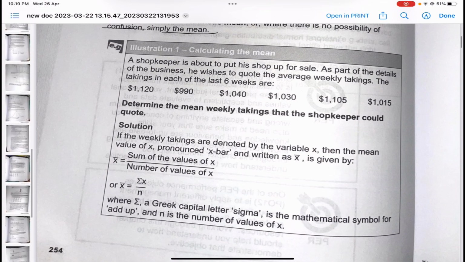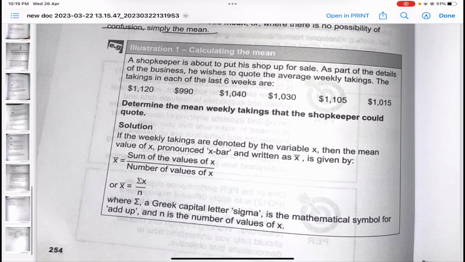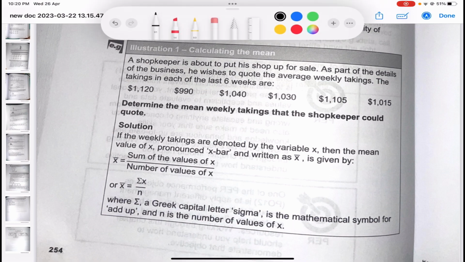Illustration number 1. A shopkeeper is about to put his shop up for sale. As part of the details of the business, he wishes to quote the average weekly takings. So these are the takings of the last 6 weeks. What is my total number of observations? It is 6. So how am I going to find the mean? I am going to add all these observations and divide by 6.